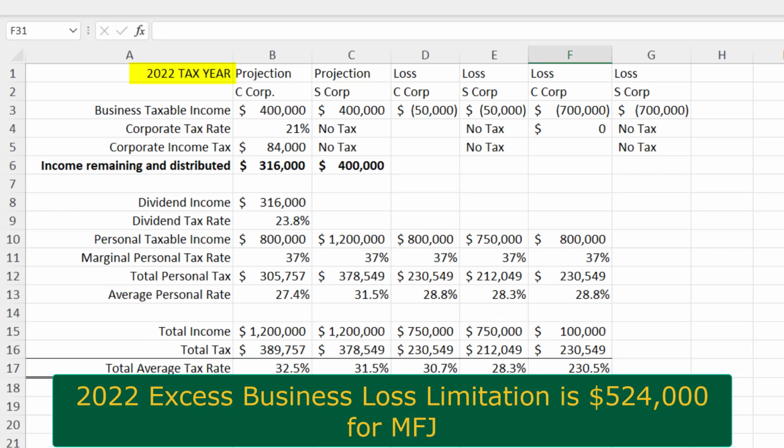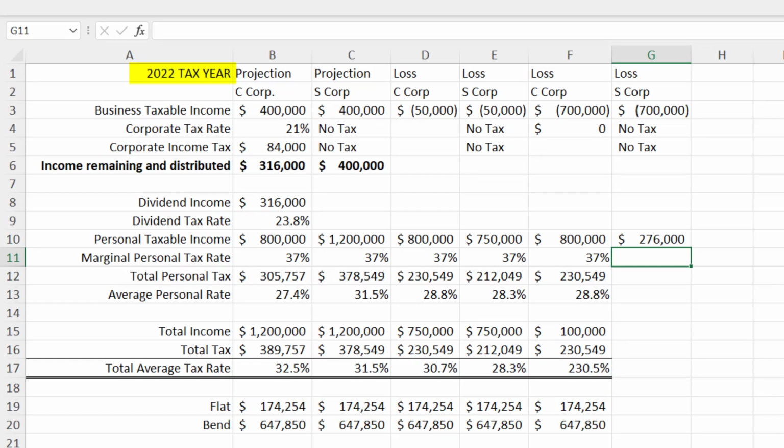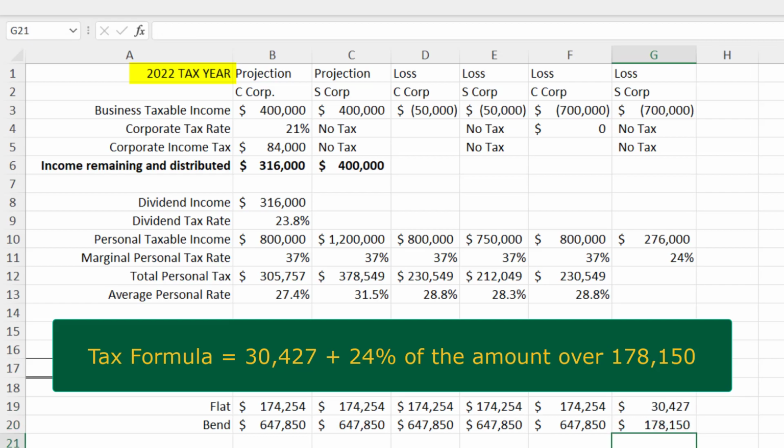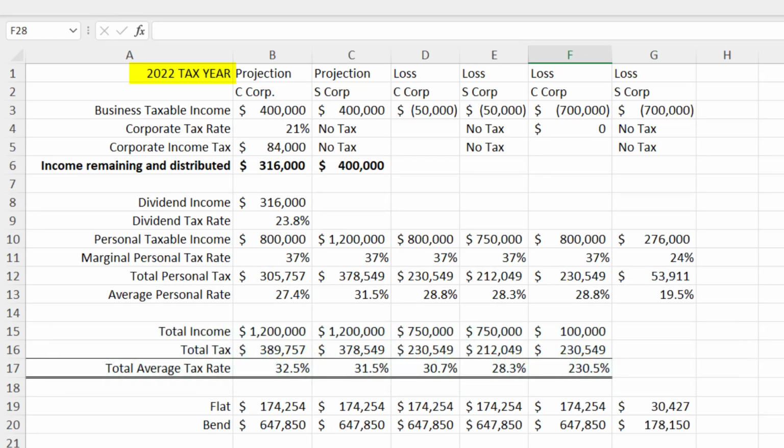So they can write off some of those losses, but it's limited to $524,000 in 2022, and that is an amount that is indexed for inflation. In this case, they're no longer in the 37% marginal tax rate. For that matter, they've fallen down to the 24% tax rate. And the formula for that is $30,427 plus 24% of the amount over $178,150. So we can put those bend points and that flat amount down there. We can bring our two formulas across here, and they have a tax liability of $53,911, which is 19.5% average personal tax rate.